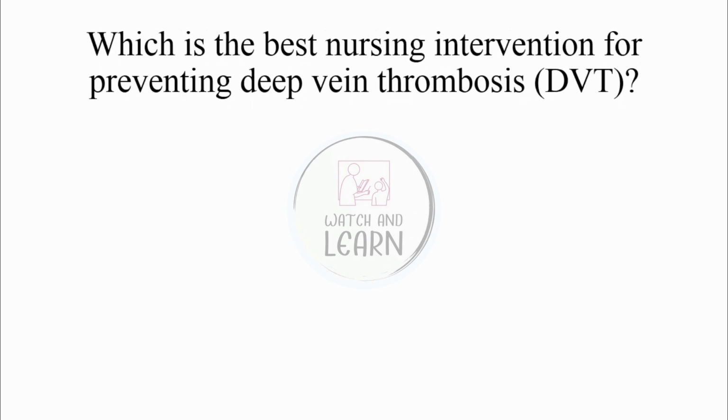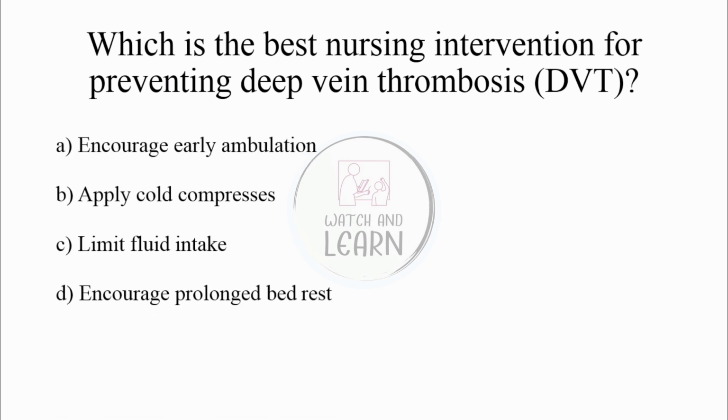Which is the best nursing intervention for preventing deep vein thrombosis? Options are: option A, encourage early ambulation; option B, apply cold compresses; option C, limit fluid intake; option D, encourage prolonged bed rest. The right answer is answer A, encourage early ambulation.